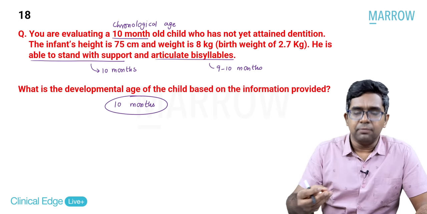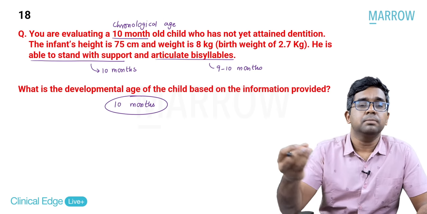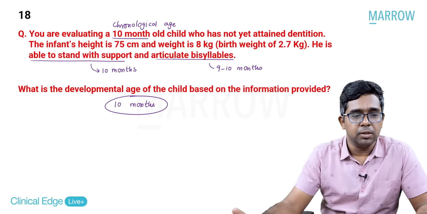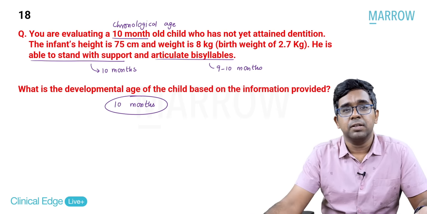So this child is having a normal development for his age, or there is no developmental delay. So this is a very simple question where I am telling you some milestones in the child and I am asking you the developmental age of the child. It is a very straightforward one.